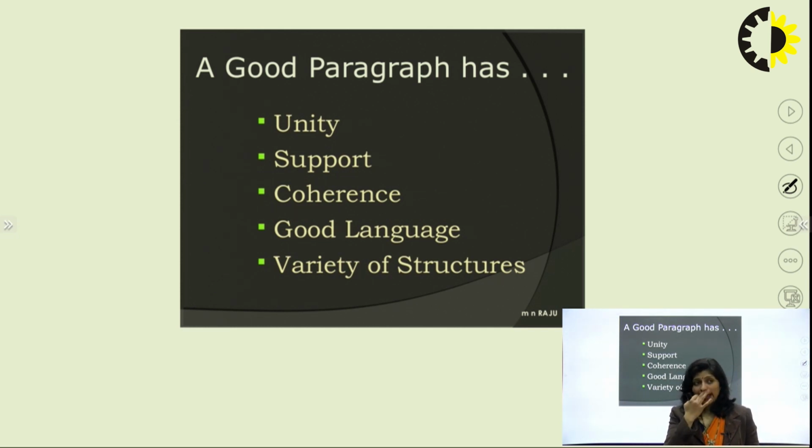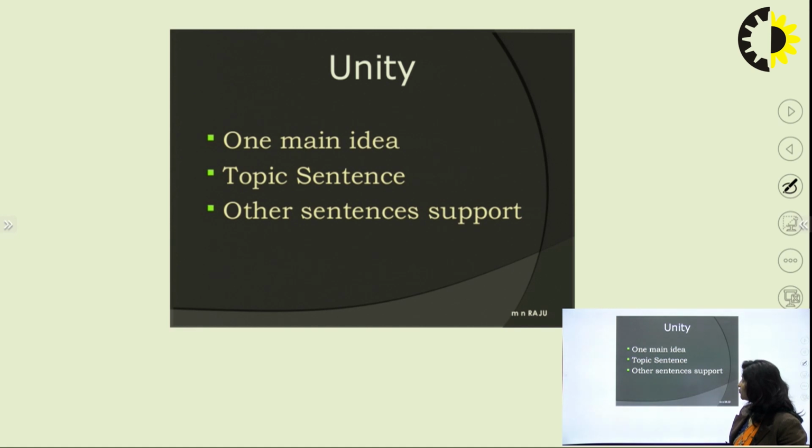Coherence actually connects all the sentences. Coherence is that feature, or device, which connects all the sentences, so that the sentences flow in a logical and progressive manner in a paragraph. So how can we make a good flow in a paragraph? First let me show you. As I have already told you, unity is the one main idea, topic sentence, and other sentences support.